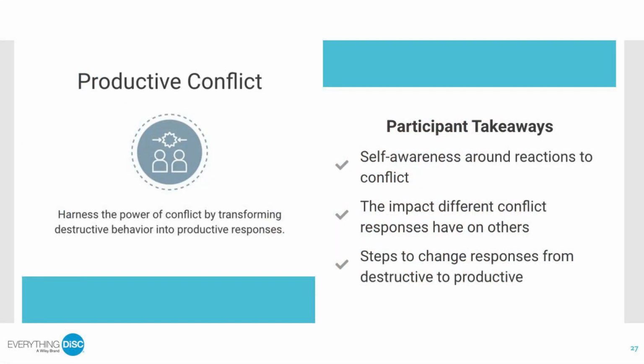Productive conflict really helps you harness the power of conflict by transforming those destructive behaviors and turning them into more positive responses. Conflict is going to happen, but we need to know how to harness it in a powerful way and how to do it in a more productive way, how to learn what's happening so that we can control the situation and not have the situation control us.